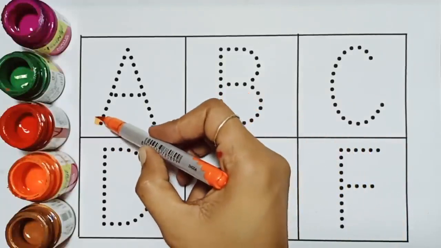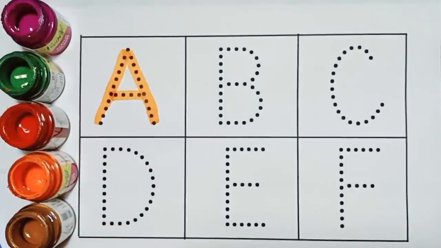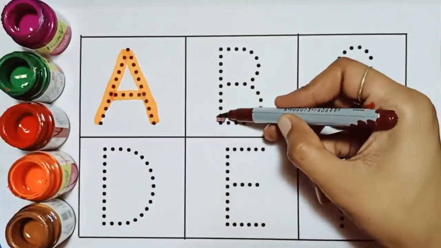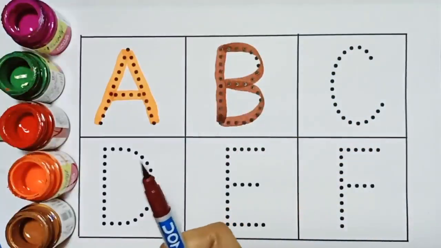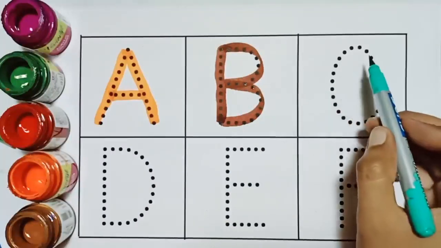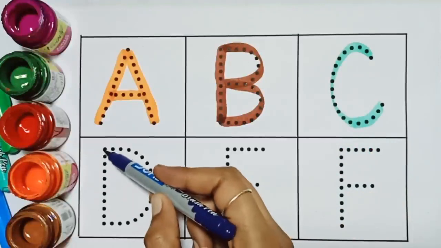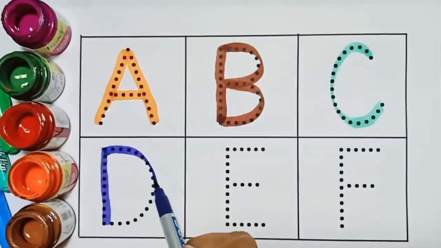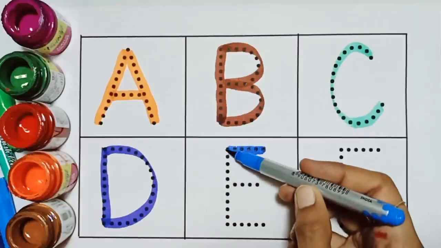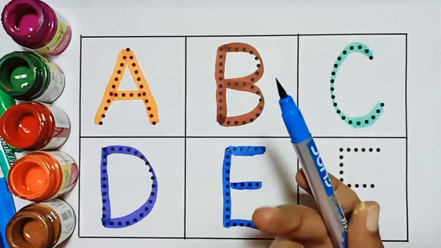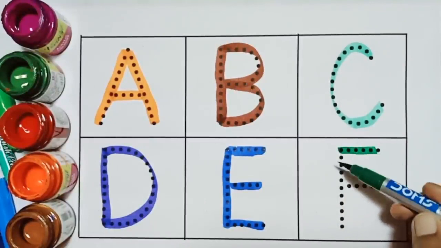Orange color. A. A for apple. Brown color. B. B for ball. Brown color. C. Green color. C for cat. D for dog. E for elephant. Blue color. F for fish.